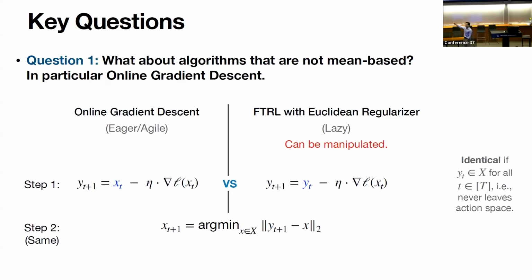Let me emphasize what I mean by online gradient descent, just to clarify notation. Online gradient descent is the eager version of gradient descent. It falls in the mirror descent family instead of FTRL. And here you project every time you take a gradient step, as opposed to FTRL with the Euclidean regularizer, where you project lazily: you let the iterate go out, and then you project when you're taking an action. We know from Braverman et al. that FTRL with the Euclidean regularizer can be manipulated. But these two algorithms, which are identical if you don't go outside the action space, yet we know nothing about how online gradient descent behaves, not even regret guarantees.